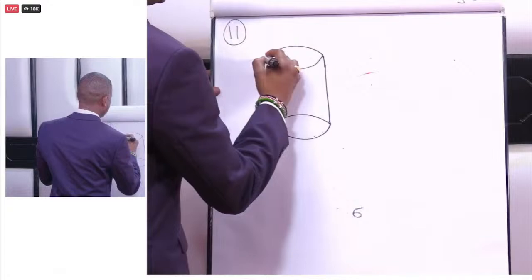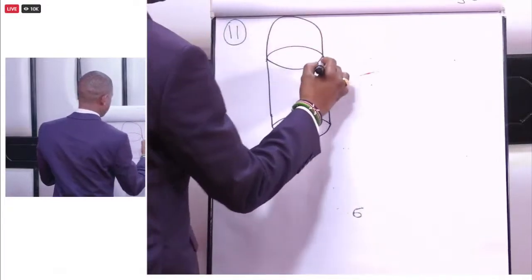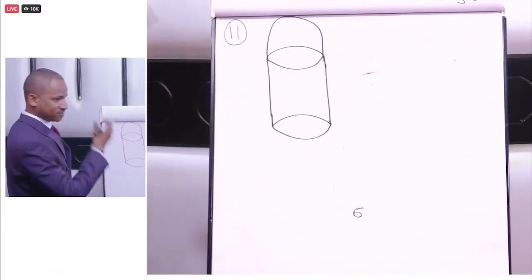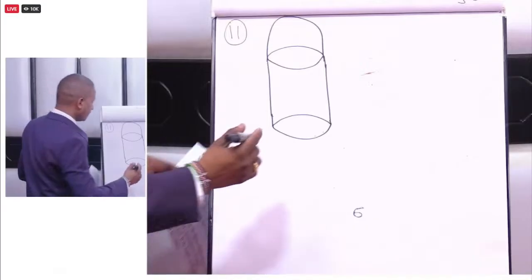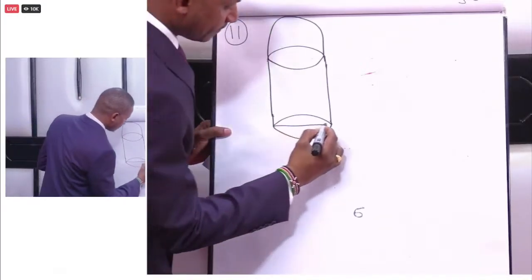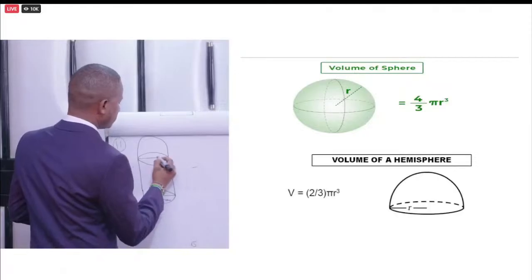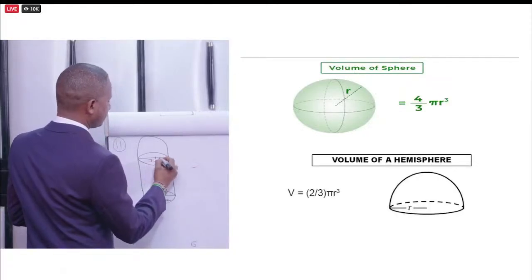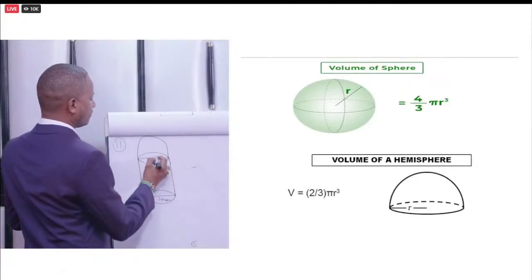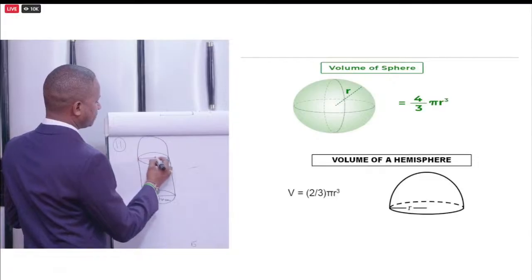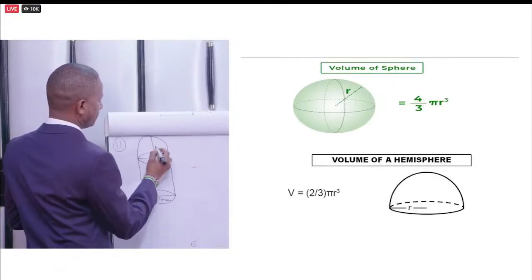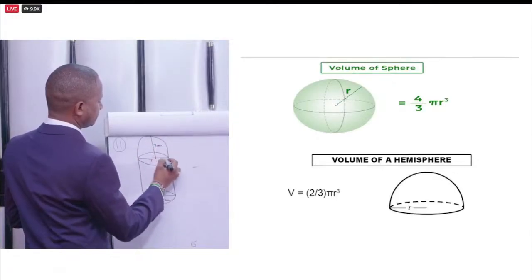And this cylinder has a hemisphere. Drawing is not very nice, but it's okay. So you are told that the diameter here is 14 centimeters. Diameter is 14, which means that the radius is 7. This side is also 7. So if the radius from here to here is 7, it means that the radius of this hemisphere is also 7 centimeters.